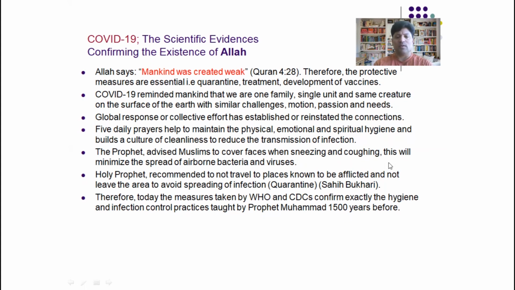The Holy Prophet recommended not to travel to a place known to be afflicted and not to leave the area, to avoid spread of infection. Quarantine is described in Sahih Bukhari, one of the books of Hadith. Therefore, today the measures taken by the WHO, World Health Organization, and CDC, Centers for Disease Control, USA, confirm exactly the hygiene and infection control practices taught by our Holy Prophet approximately 1500 years ago.